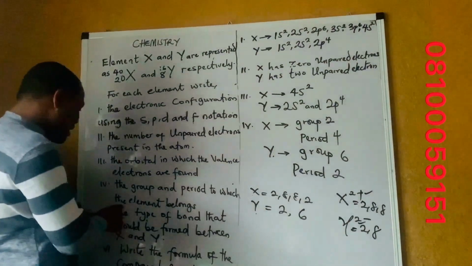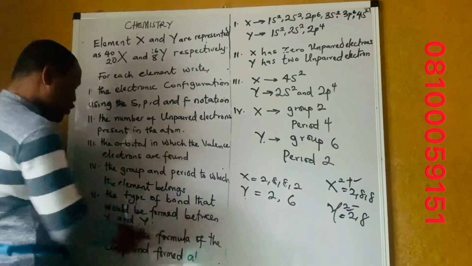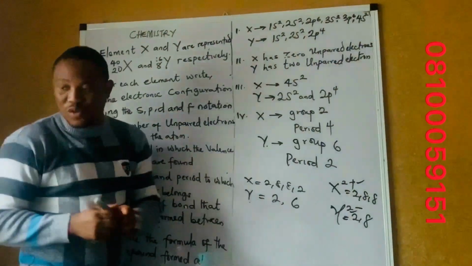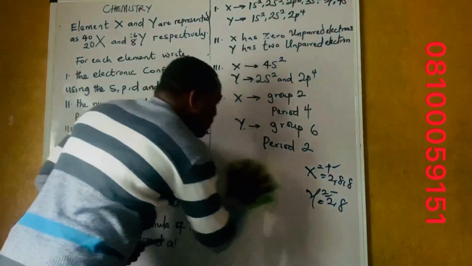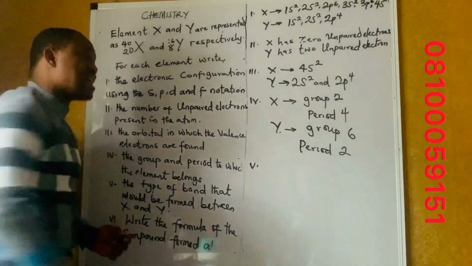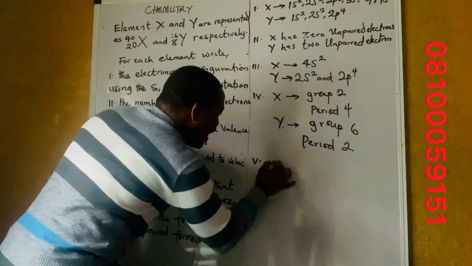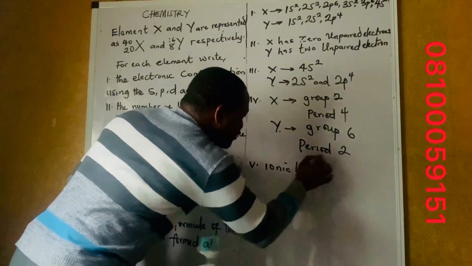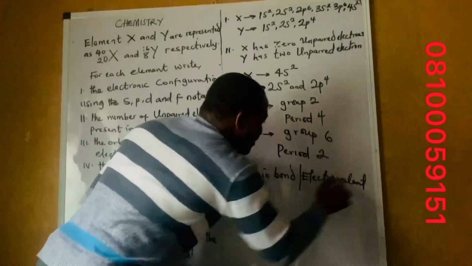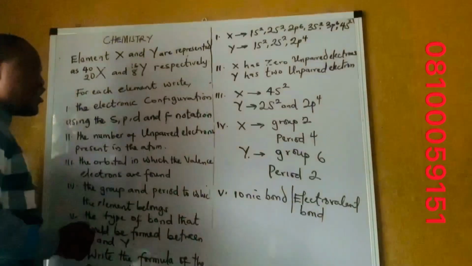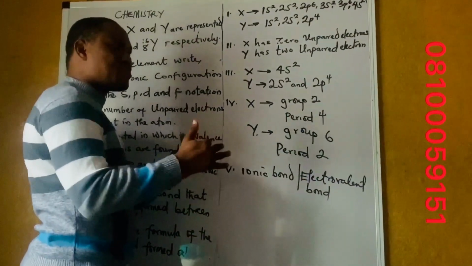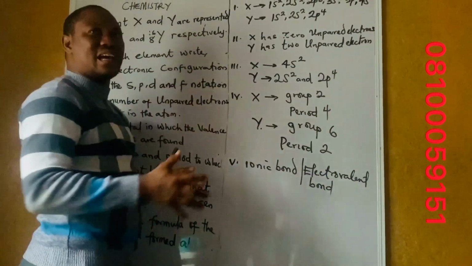So for this one, they said: name the type of bond that would be formed between X and Y. That would be the fifth question. So what kind of bond will be formed? Having explained all these, what kind of bond will be formed between X and Y? Because it involves transfer of electrons, it's going to be an ionic bond. And it's still the same thing: if you write electrovalent bond, you are still correct. Any of these is correct. So ionic bond. Why? Because you have transfer, and that's why we said it's ionic. Because at the end of that process, they become positively charged and negatively charged, so they become ions.